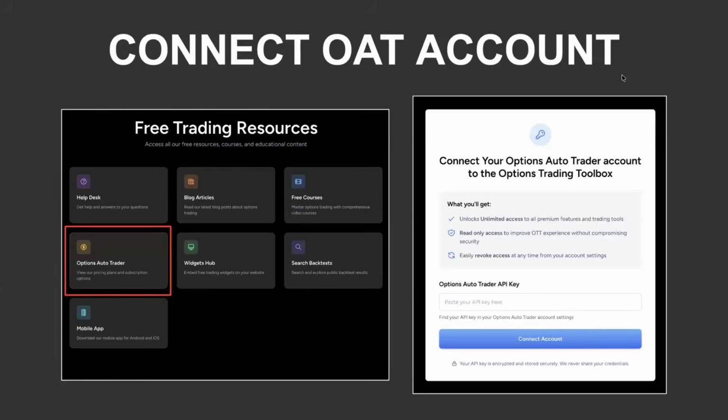Once you have a trial to the software, or once you have an account, you'll be able to connect your Options Auto Trader account to the Options Trading Toolbox. And guess what? You'll unlock unlimited access. Super simple. Again, 95% of you will never hit these limits. I just want to be honest with you that 5% of you might. And if you do, this is how you unlock it.